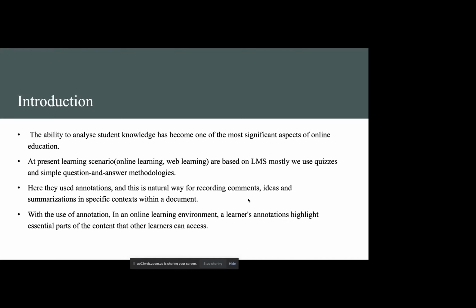The ability to analyze the student knowledge has become a more significant aspect in terms of online education. Basically, due to COVID or before, also there is a concept called LMS. So we can learn through our web pages and online systems through the colleges and all. So the basic annotation is like highlighting the essential parts. And here in this paper they used the BLEU algorithm, and they modified it as an MBLUE algorithm.